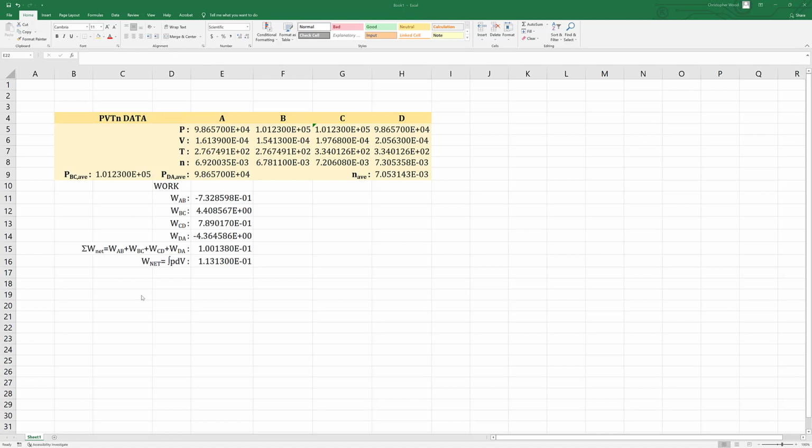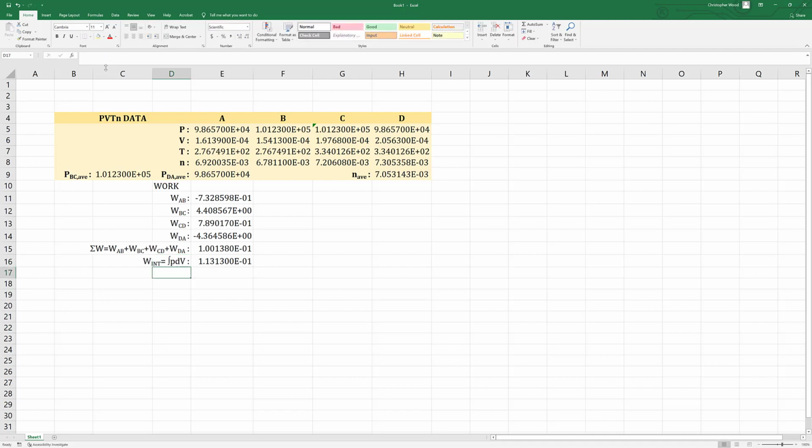One quick correction. This is redundant, so instead of calling this the sum of work net, let's just leave that as the sum of the work. Also, another correction, I need to change this from work subscript net to work subscript INT. Work done through integration. There.